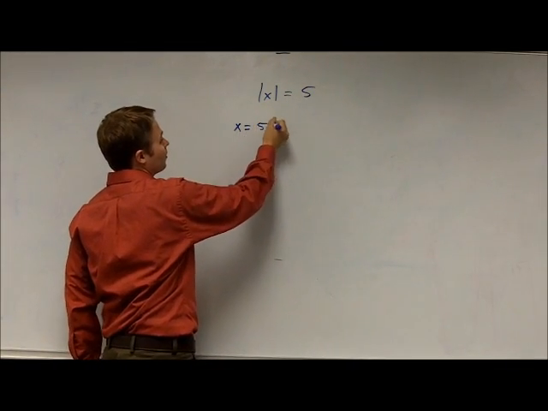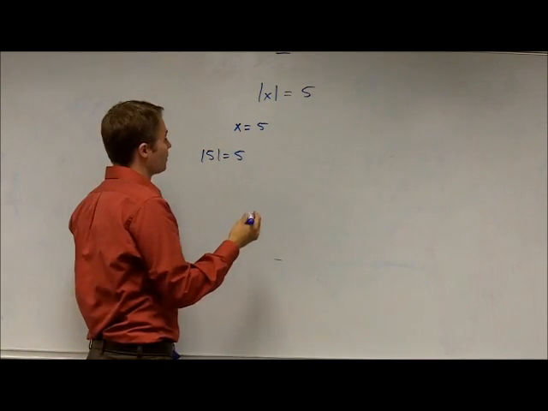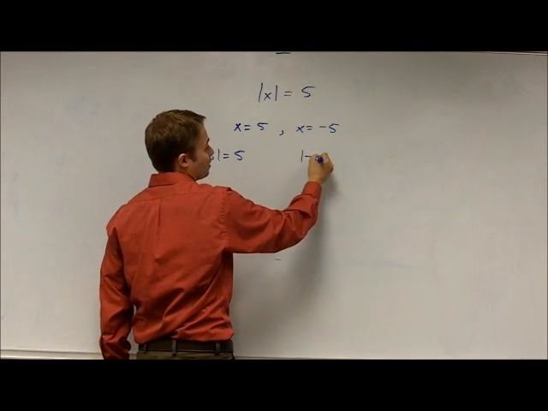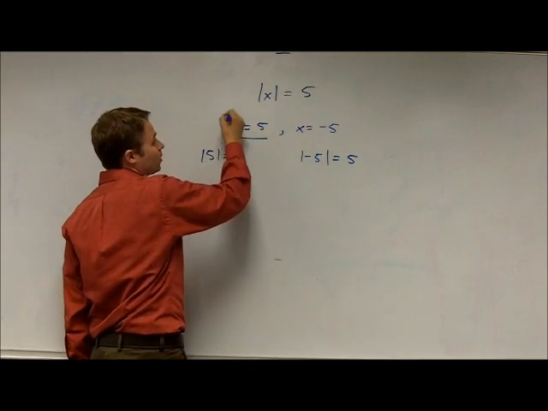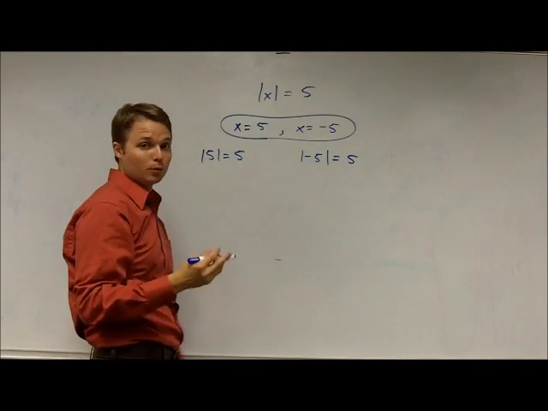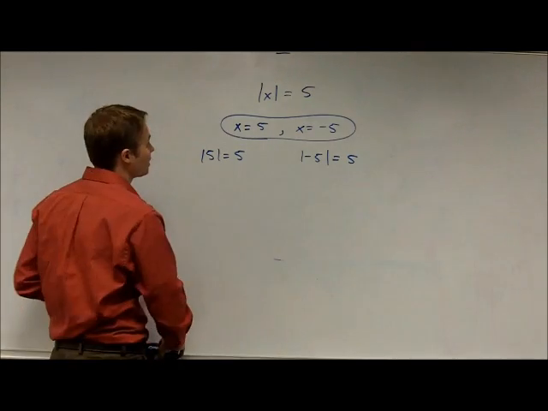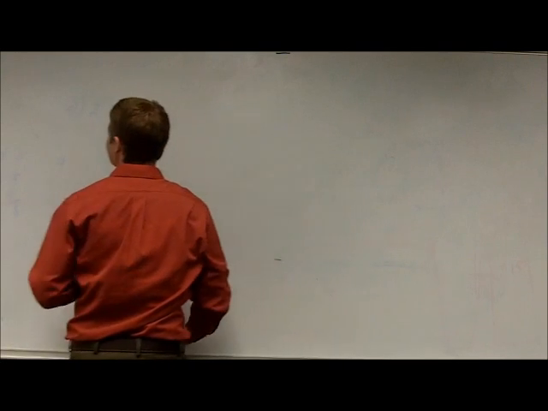If we take x equals 5, well, the absolute value of 5 is definitely equal to 5. But we could also take x equals negative 5, because if we take the absolute value of negative 5, we'll get positive 5 as well. So it turns out that this actually has two separate answers that satisfy the equation. So we're going to take this concept and apply it to absolute value equations that are a little more complicated.